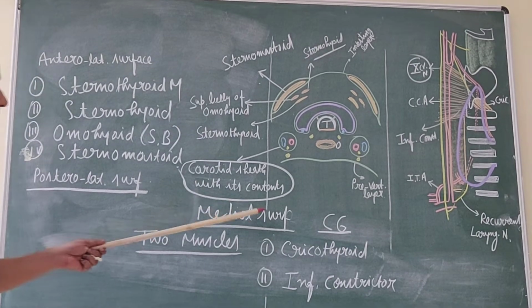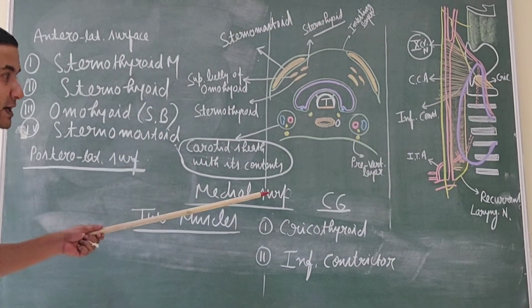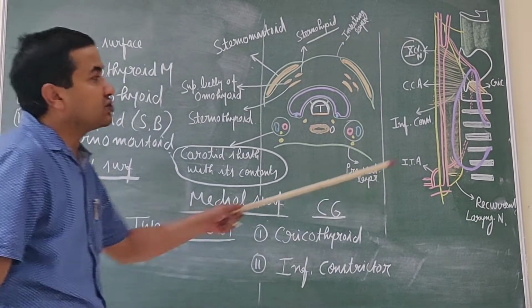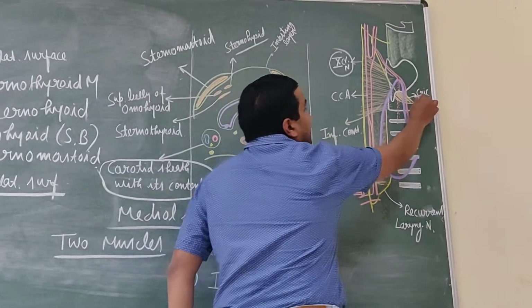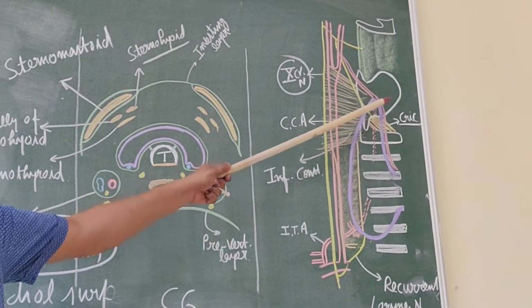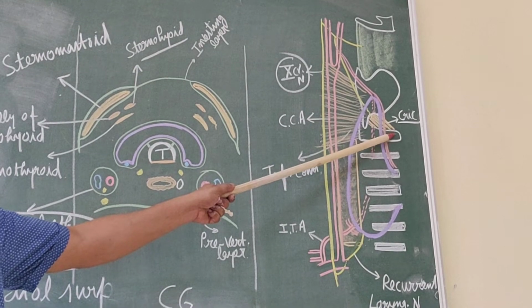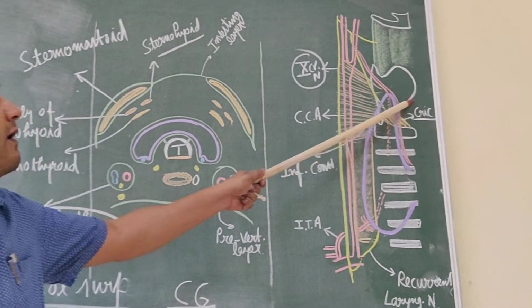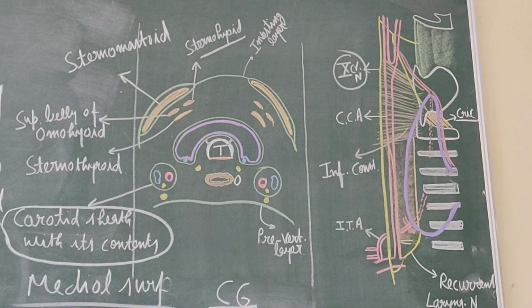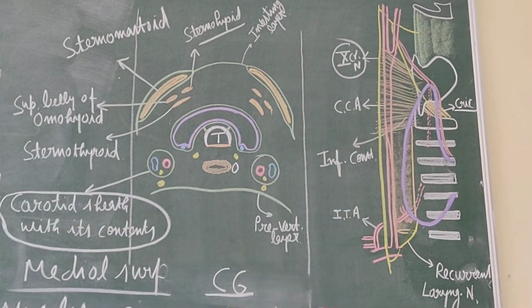Now the medial surface is also related with two muscles. One muscle is the cricothyroid. In this diagram, this is the cricothyroid. It takes origin from the thyroid cartilage and is inserted on the cricoid cartilage. It is an extrinsic muscle of the larynx, and this cricothyroid is supplied by the external laryngeal nerve.